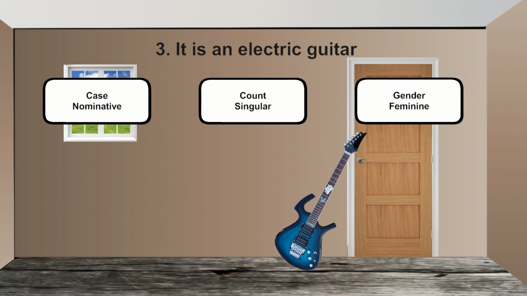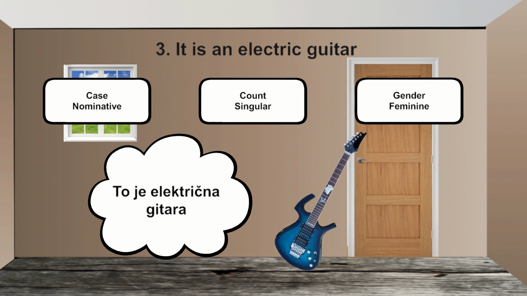Question 3. Treće pitanje. It is an electric guitar. Gitara ends in A, so this time it's feminine, and both adjective and noun have an A on the end. It is an electric guitar is to je električna gitara. And again, to je električna gitara. So how did you go this time? Did you notice the pattern is the same, but just changed to an A? And what about the next one?